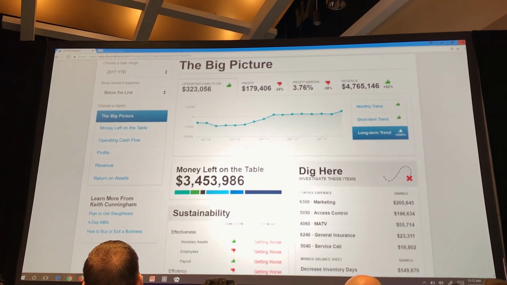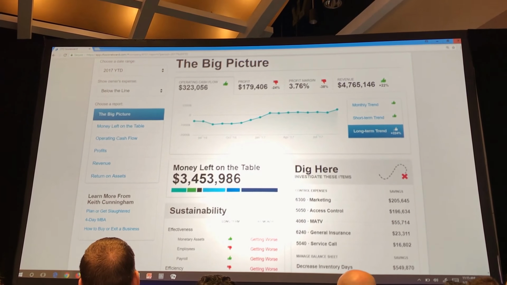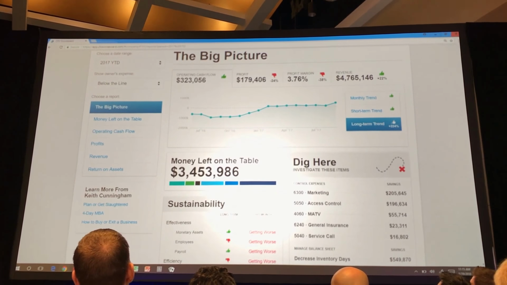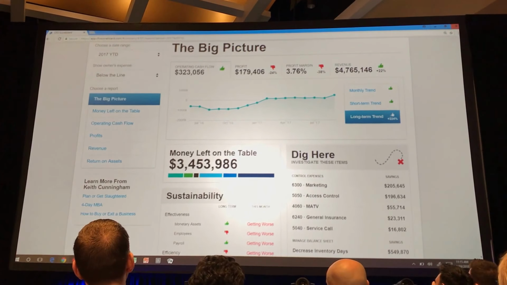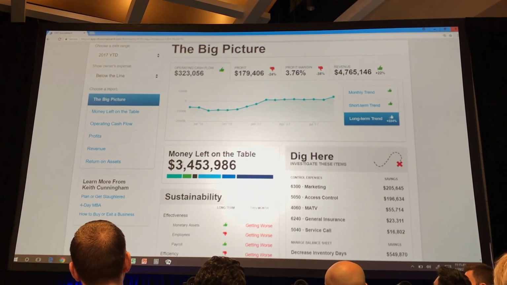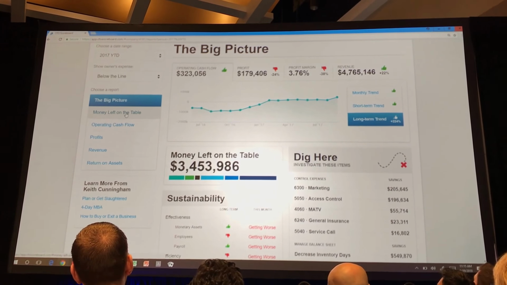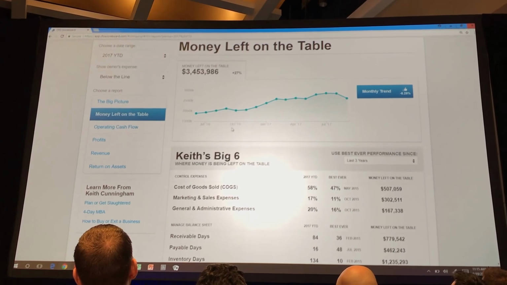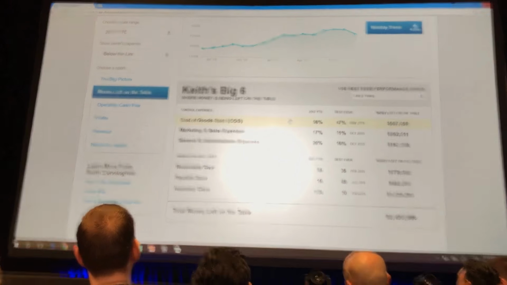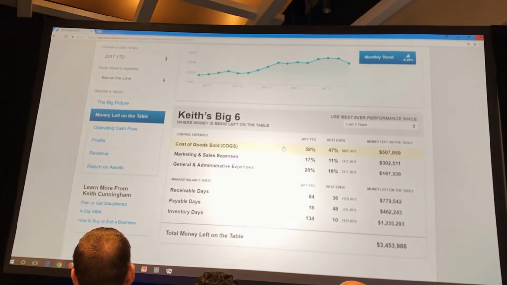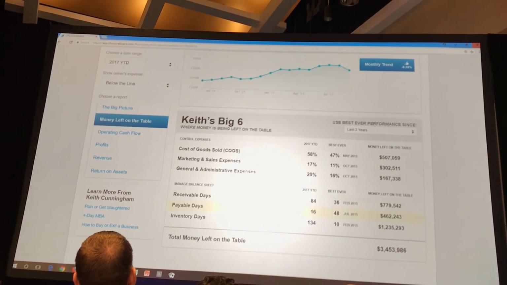So you're looking at this thing and you're going, my God, look at the amount of money I left on the table. I left $3.4 million on the table. I wonder what I can do about that. So I click money left on the table, and it's going to tell you, here's how this happened. There's only 6 levers. These are the 6 things that happen.